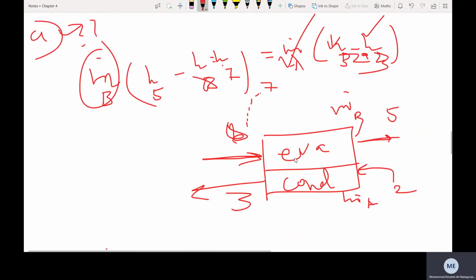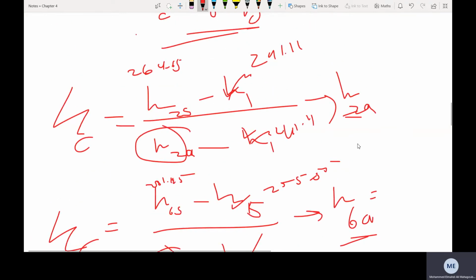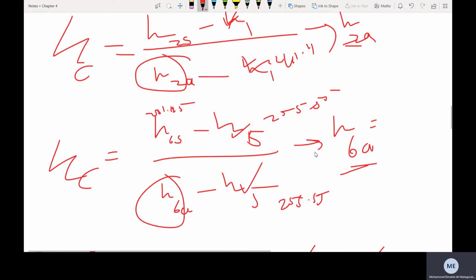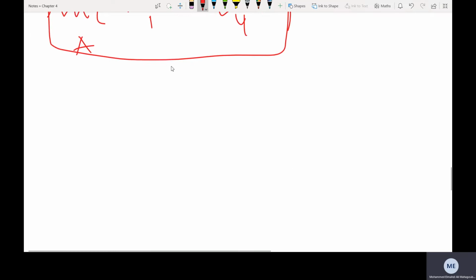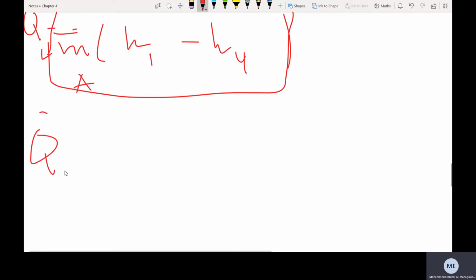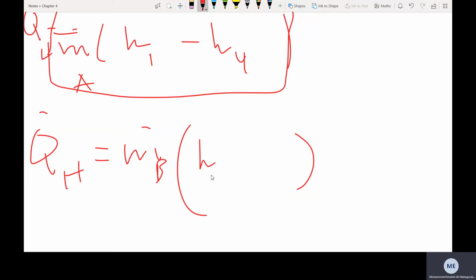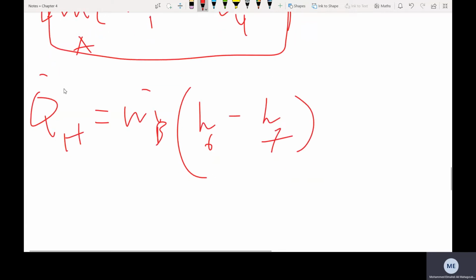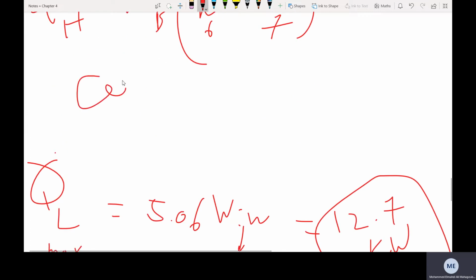So I can calculate the work in, but I have to do that for both pumps. Or what else can I do? If I don't want to do that for both pumps, I can find QH, and this will save me. So this is Q dot L, and what is Q dot H? Q dot H is equal to, use the fact that you got m dot B, and use H6 minus H7, to get Q dot H, and then the COP.